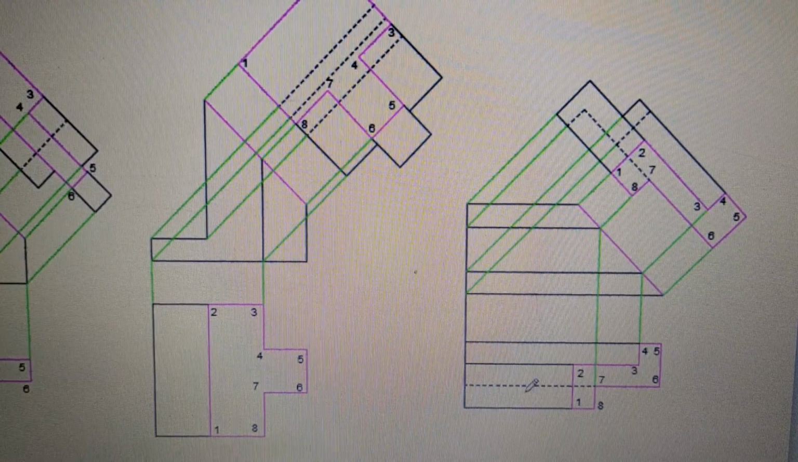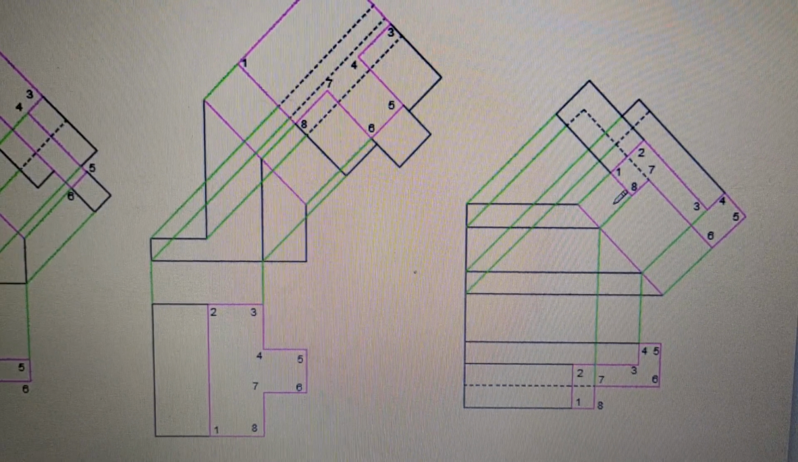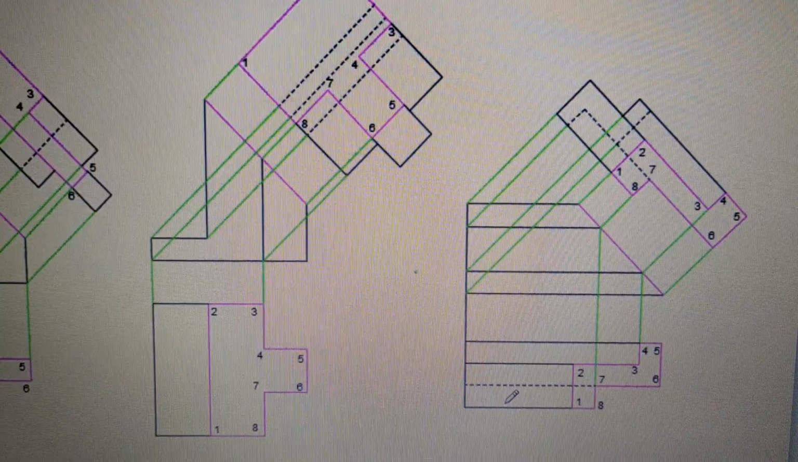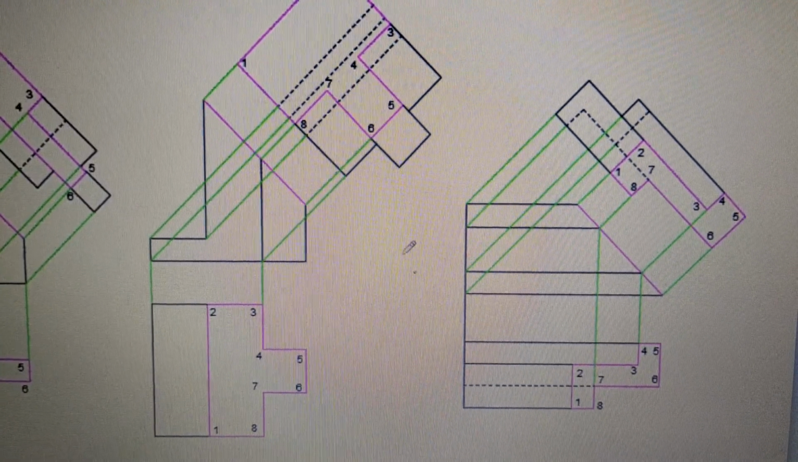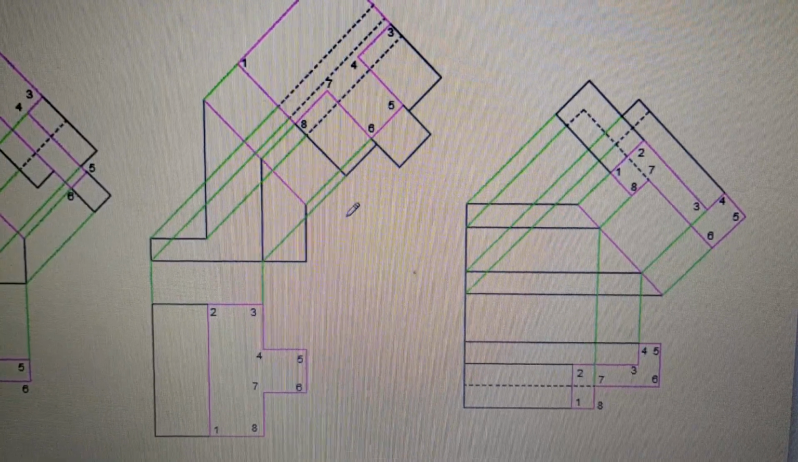This shape is like a Z shape. In fact, they should have drawn the side view like this, this and this. Just follow the pencil which I have shown.